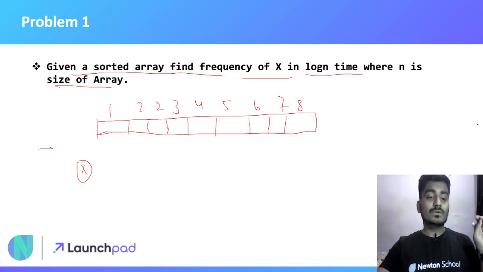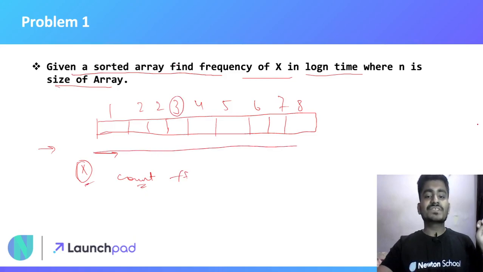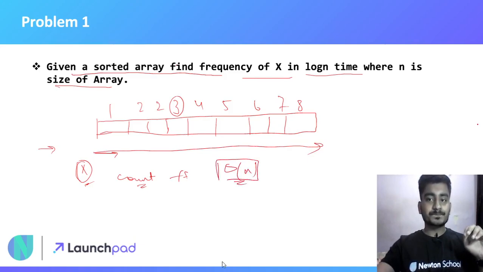One thing you can simply do is iterate over this array from the start and take a counter, and whenever you get an element that is equal to x, you increase this counter. The time complexity of this method will be O of n, that is linear, where n is the size of the array. But you need to do this operation in log n time.